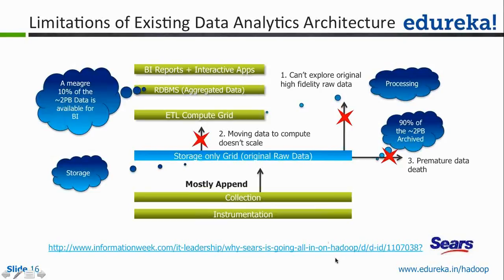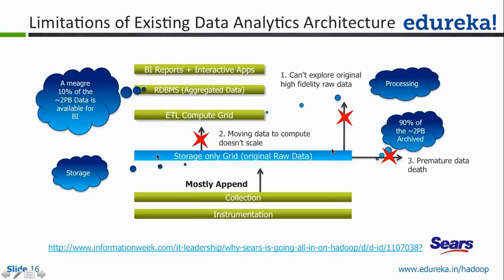Now what was the challenge? Basically this is the place where you collect the data. From the instrumentation, your point of sale instrument, you collect the data and store it on a grid. It will be a huge amount of data. Initially, 90% of their data was getting archived. After a period of time, this data becomes too huge to handle in this storage grid, so they were archiving this data. The storage here is a grid of computers where you are storing your data.